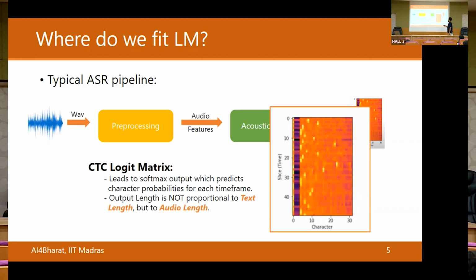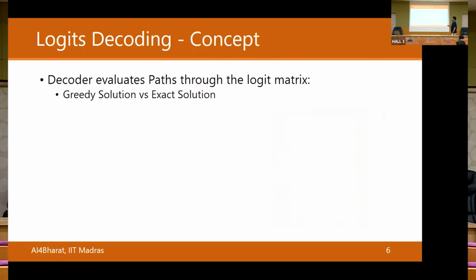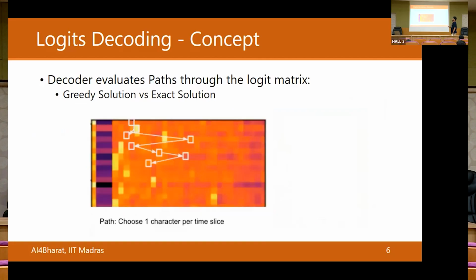The point here is that the output length that you see here on the y-axis is not actually proportional to text length, but to audio length. And this is the issue with CTC models. So what we do typically is we decode this logits matrix, and we try to find the greedy solution. We'll just take the best path at each time step.